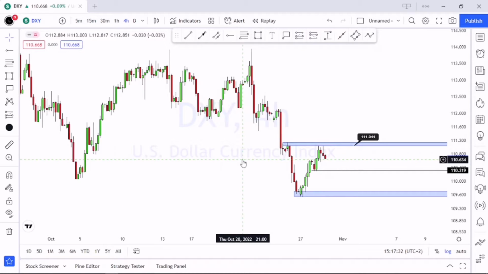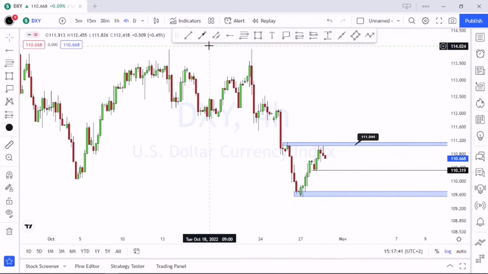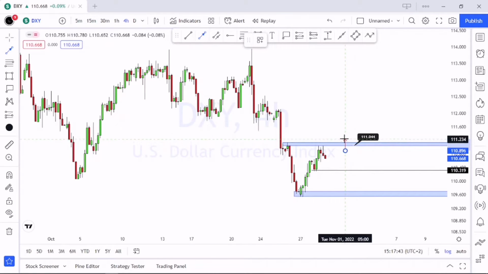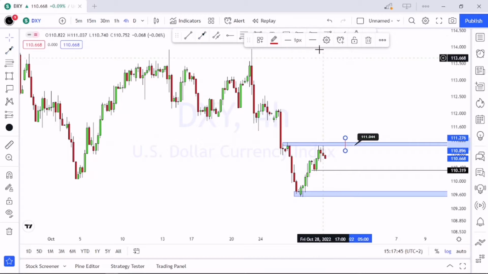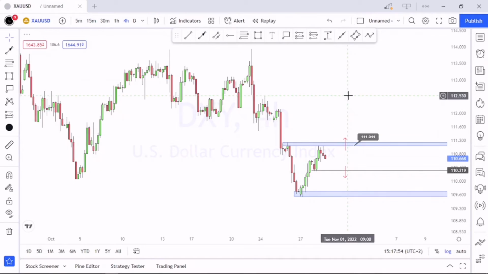We'll see how the week plays out, man. We'll see how the market plays out during the week, actually. So more than anything, I'm waiting for a break above 111 or a break below 110. So that's my idea for US dollar index.